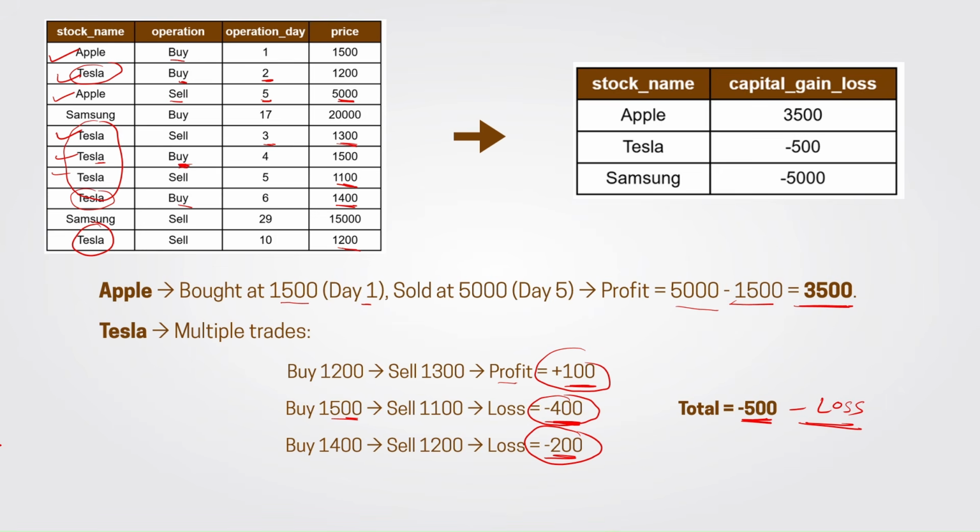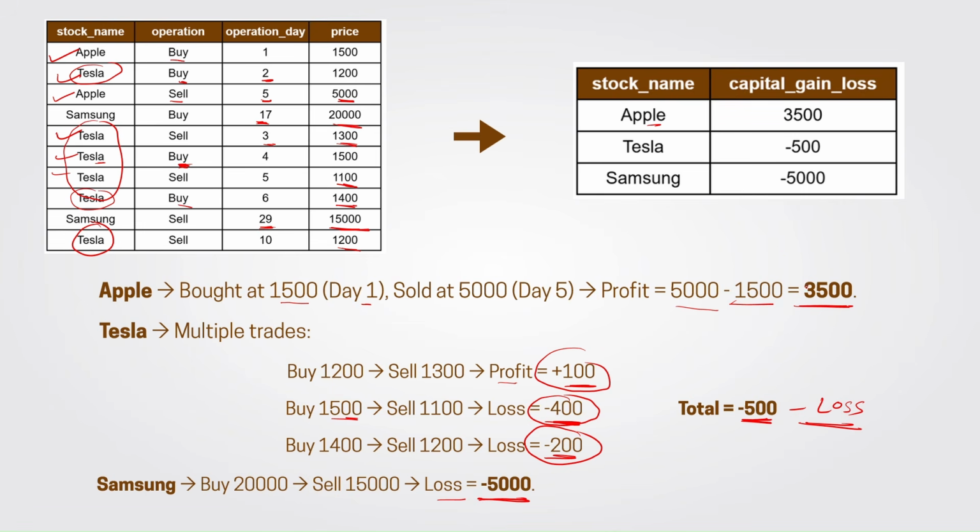Now the last stock that we are left with is Samsung. Here for Samsung, it bought one stock on operation day 17 for rupees 20,000, and it sold it on operation day 29 for 15,000. That means again a loss, of 5,000. So that's what we have in our output.